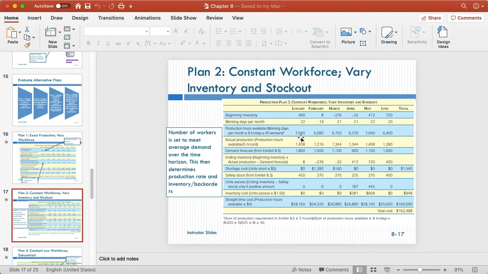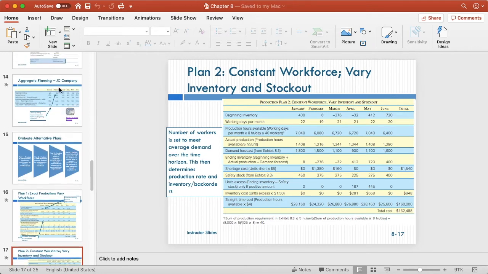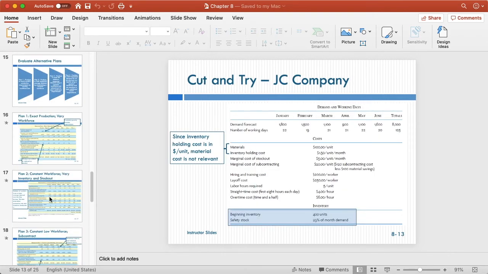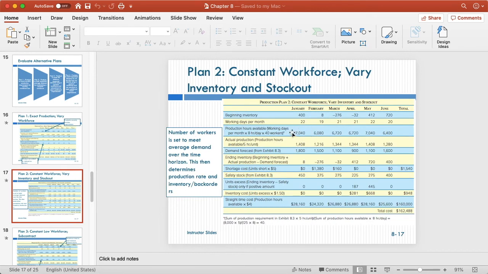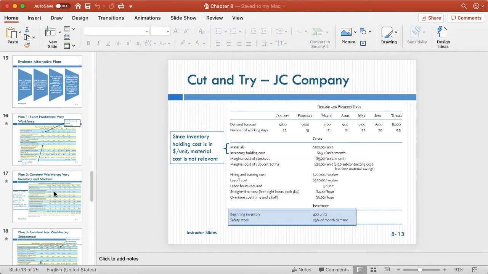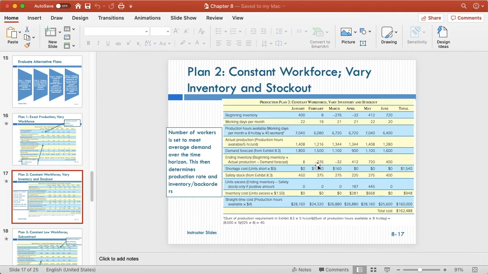We need to transform it back to production amount. For every unit, it needs how many hours? 5 hours. So this is the total hours divided by 5 in order to get the production amount, which is 1408. What is the demand forecast? We already mentioned that. The demand forecast is 1800. Then what is the ending inventory?